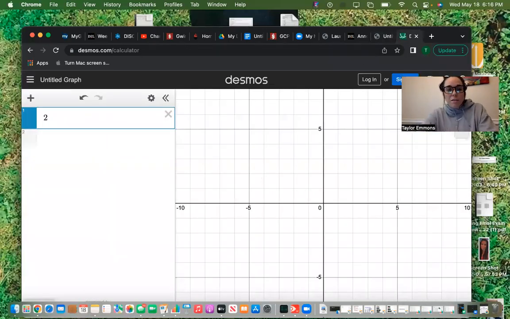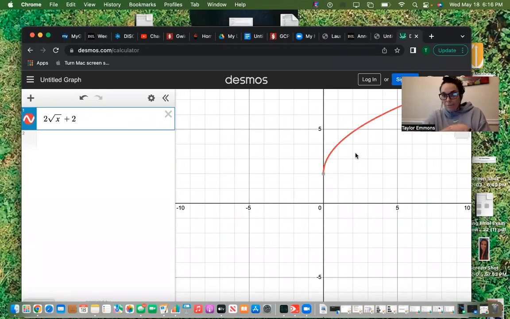So when you type this in, you're going to hit square root. You can type out square root, or you can go down to where it says functions, and then you can just go ahead and hit that square root button. Okay. All right, so 2 times the square root of x plus 2. So this is what my graph's going to look like.